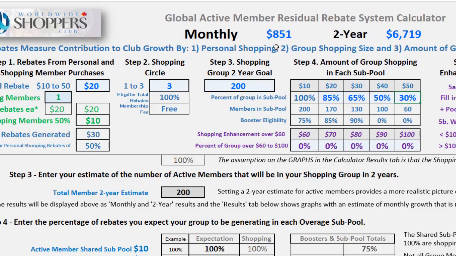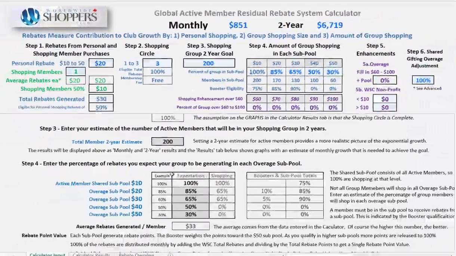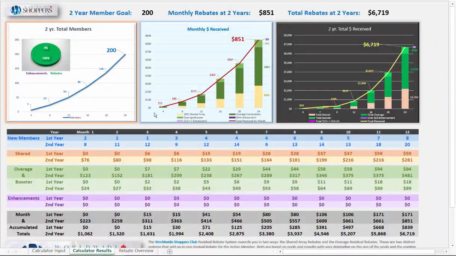So now you can see you're up to $850 or a total of $6,719. And by the way, if you want to see what that looks like, you can go down here to the results chart. You'll see a graph that lays out the 2 years accumulative over the 2-year period. And this is how much you get as you continue to add these numbers of people into your group.